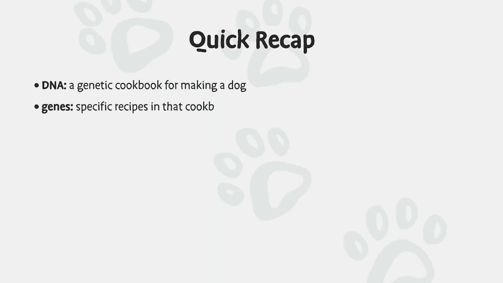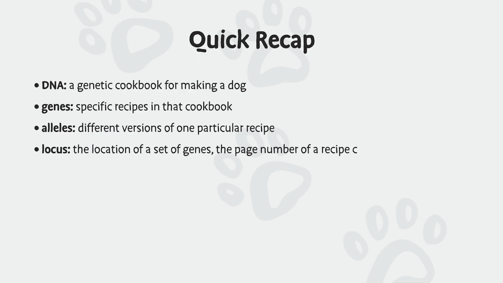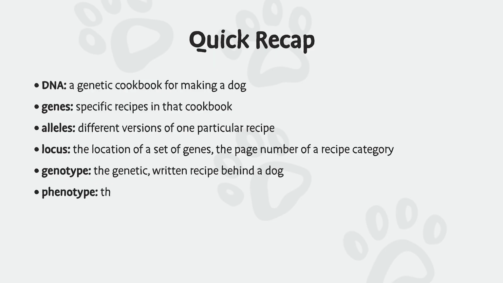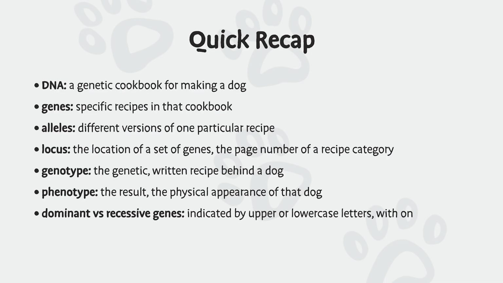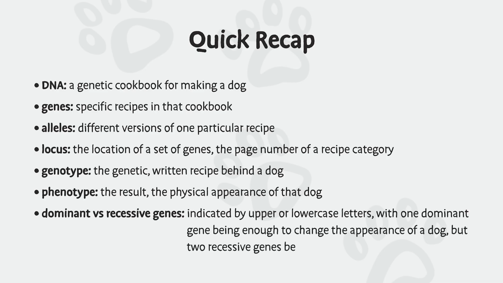Okay, so here's a quick recap of what we've learned. DNA is a genetic cookbook for making a dog. Genes are specific recipes in that cookbook. Alleles are different versions of a particular recipe, and locus refers to the location of a set of genes, the page number of a recipe category. Genotype is the genetic written recipe behind a dog, and phenotype is the result, the physical appearance of that dog. Dominant and recessive genes are indicated by upper or lowercase letters, with one dominant gene being enough to change the appearance of a dog, but two recessive genes being required to do the same.